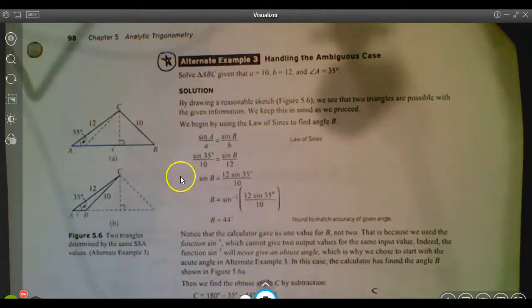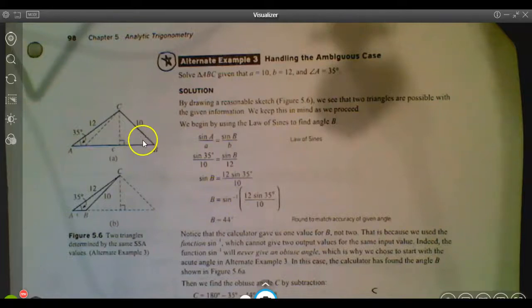So we are going to start out with the main triangle that we see here. They're all acute, and so we're always going to find the acute one first whenever we do this. Typically when you do this stuff in your calculator, that's kind of what comes up anyway. So we're going to start out by setting up our proportion. Sine 35 over 10 equals the sine of B over 12. So here's that proportion that was set up. Again, we're going to cross multiply and solve for angle B, and it came out to be about 44 degrees.